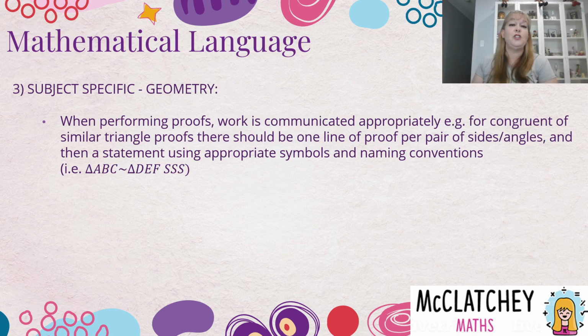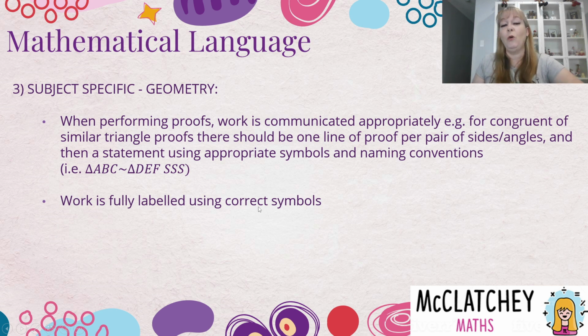Here's some examples with geometry. If you're performing a proof, you're communicating that work appropriately. For example, for congruent and similar triangle proofs, there should be one line of proof per pair of angles or sides, and then a statement using appropriate symbols and naming conventions. So for example here, triangle ABC is similar to triangle DEF, and your proof reason is SSS, side, side, side. So making sure you use the correct symbols when you're doing your work. You're using all of those and labeling everything that you draw.